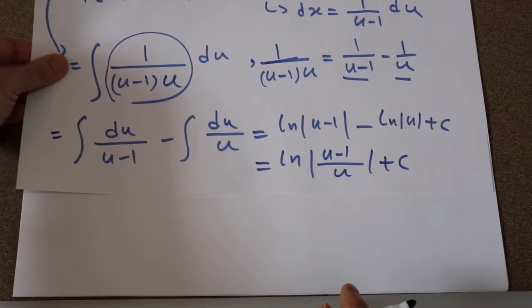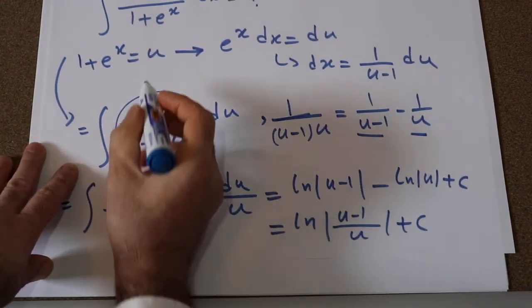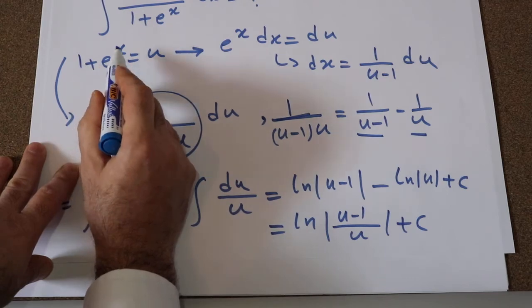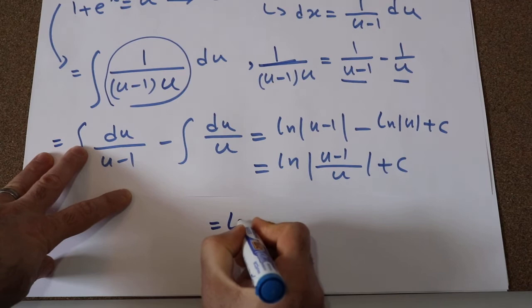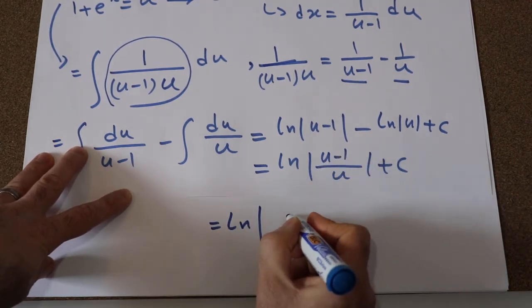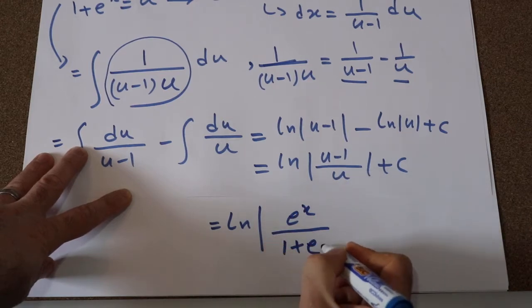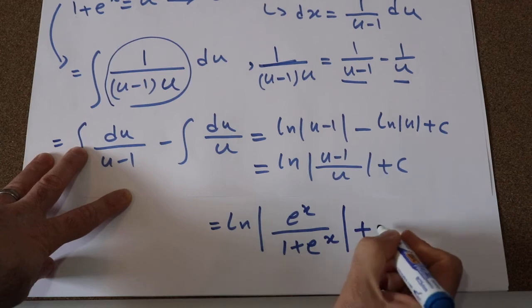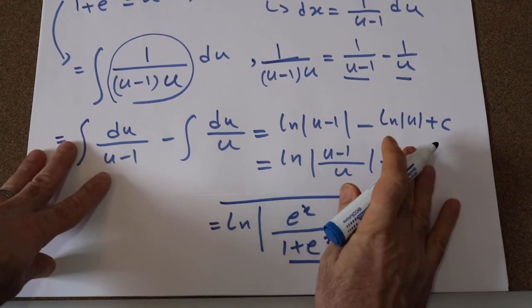All you need to do now is substitute the parameter u with its definition, and u was 1 plus e^x. So this will be equal to ln of (1 plus e^x minus 1, which is e^x) divided by (1 plus e^x), plus c, the constant of the integral, and that is the solution to our integral.